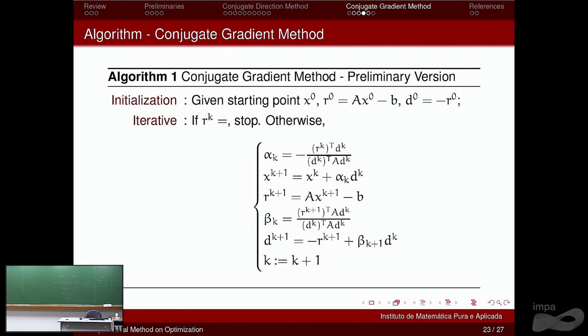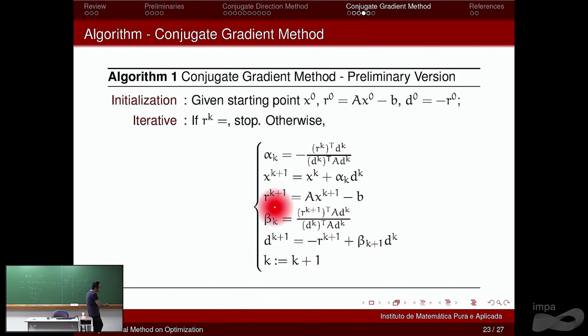Okay, so first you have the initial point, and you have the initial residue r0, and you have the initial direction, which is the negative residue. Okay, then you compute the step size, which is just by the exact line search. Okay, and then you go to the next point, xk plus 1. Since you have the next point, you can calculate the next residue.